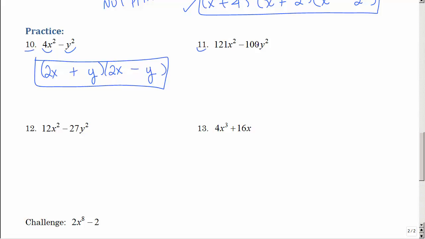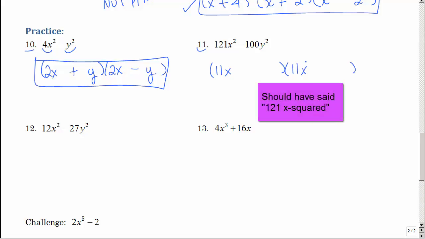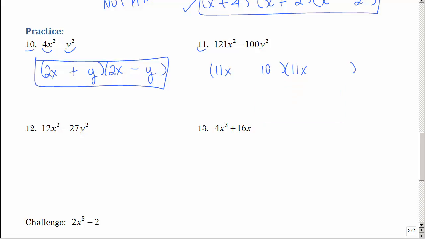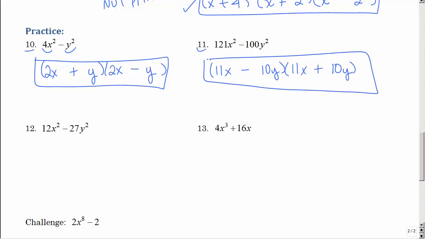Number 11, do we have a GCF? No. Is it the difference of two squares? Yes. So 11x times 11x is 121x squared. Then 10y times 10y is 100y squared. We could have a minus and then a plus. I know I've been usually putting plus and a minus. I thought I'd mix it up a little bit. Are you getting it? I hope so.